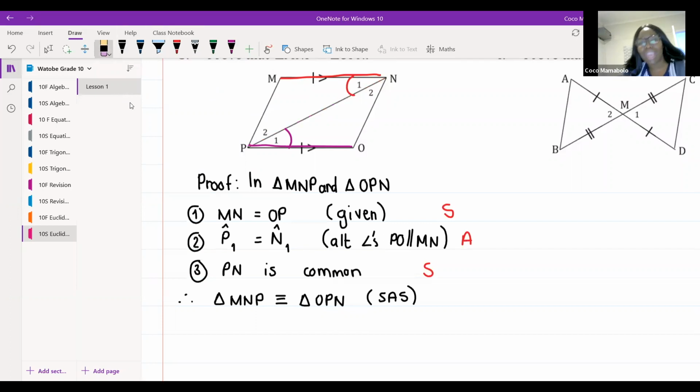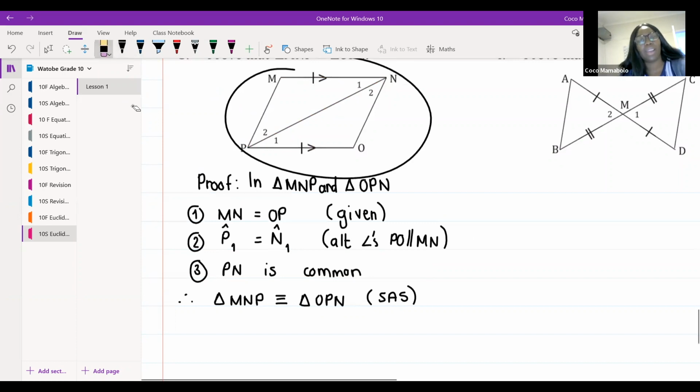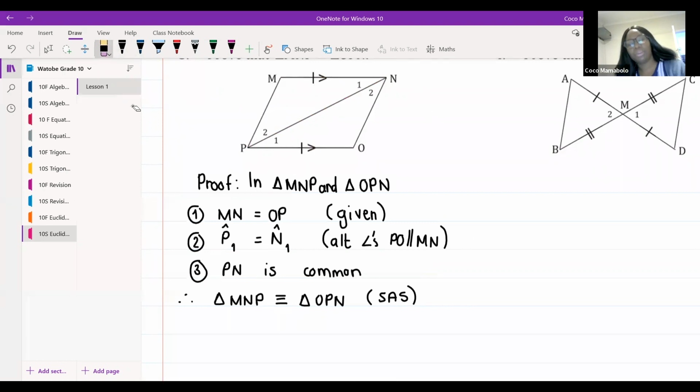Okay, so that is how we do this, guys. This is how we prove congruency. We need to remember this because it's going to come up when we start proving things like quadrilaterals. Because if you haven't noticed, this is actually a parallelogram, which is a quadrilateral. And we're going to get to instances where we need to use it.